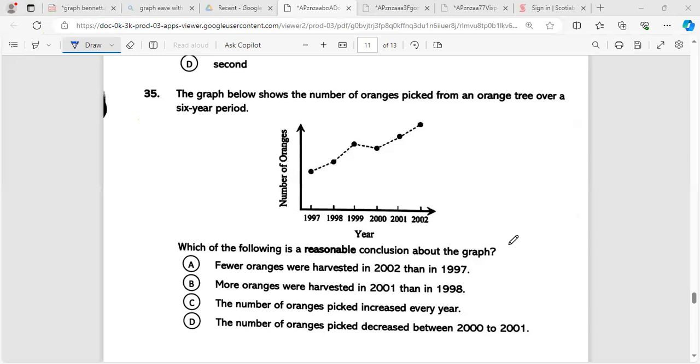B. More oranges were harvested in 2001 than in 1998. No. C. The number of oranges picked increased every year. No, they don't increase every year. 2000 didn't increase, it went down. D. The number of oranges picked decreased between 2000 to 2001. In 2001 it went up, then decreased.